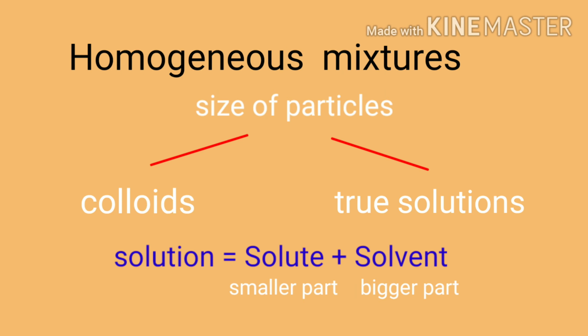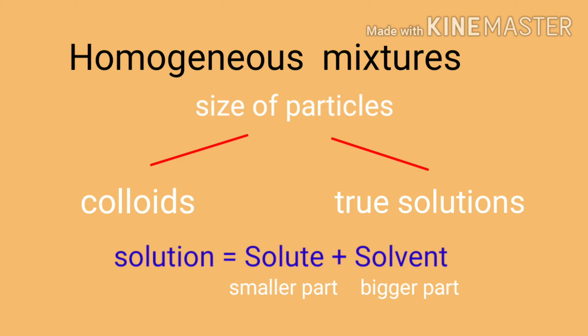In this chapter, specifically we will be studying about homogeneous mixtures, the mixtures which appear to be or are in one phase. Now homogeneous mixtures are classified based on the size of particles. Like we know each and every substance is going to have a different sized particle. So they behave as colloids or as true solutions. But in this chapter we will be studying about true solutions.